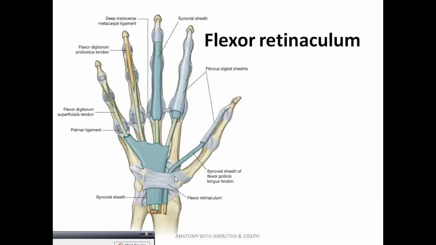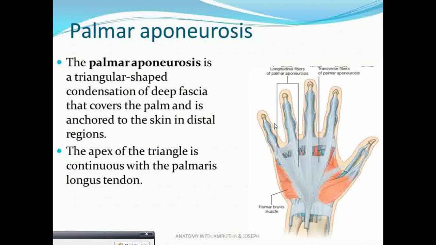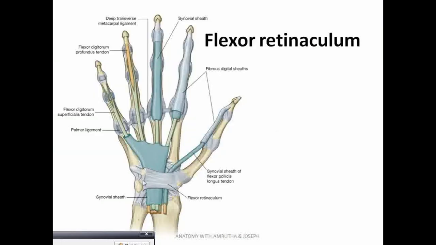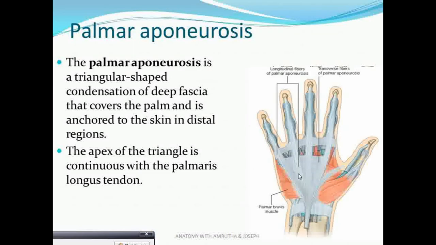Flexor retinaculum. So we have seen already flexor retinaculum, which is bridging the carpal bones anteriorly, allowing some structures to pass deep to it, and some are passing superficial to it. Palmar aponeurosis is a triangular shaped condensation of deep fascia that covers the palm and is anchored to the skin in the distal regions. The base is here, and the apex of the triangle is continuing with palmaris longus tendon. So palmaris longus muscle is continuing as palmar aponeurosis in the hand.